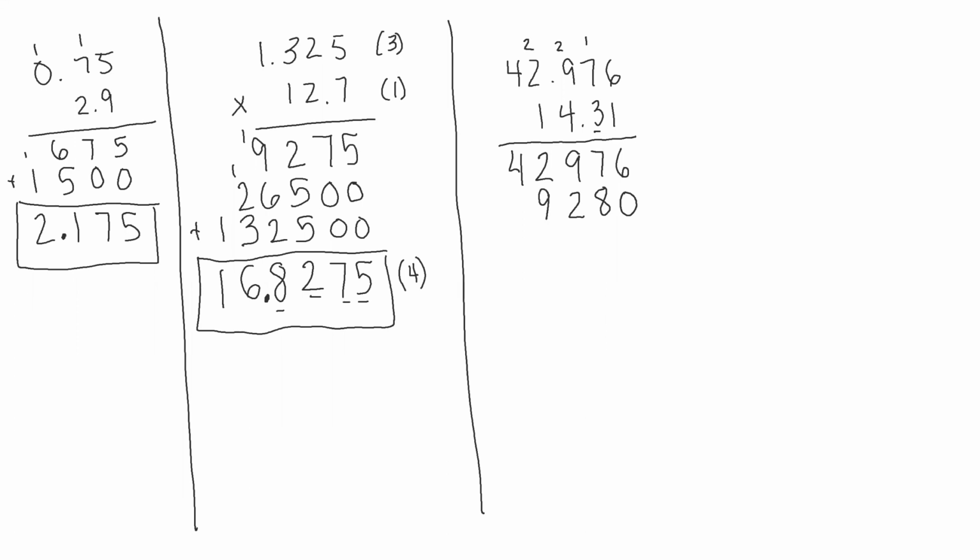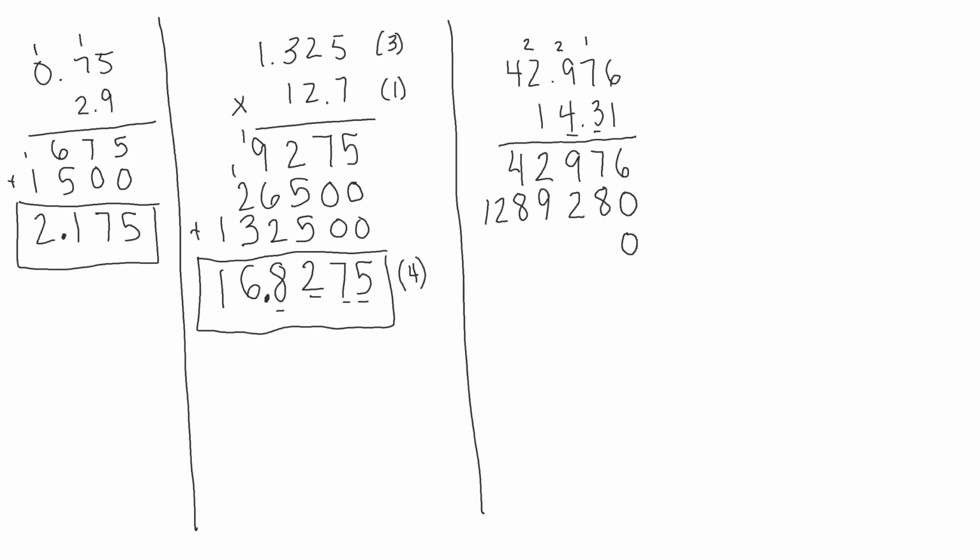3 times 2 is 6. 6 plus 2 is 8. And then finally, 3 times 4 is 12. Okay, so that's my second partial product. All right, now I'm going to go to the 1,431. I've multiplied by the 1, the 30. Now I'm going to multiply by the 400.